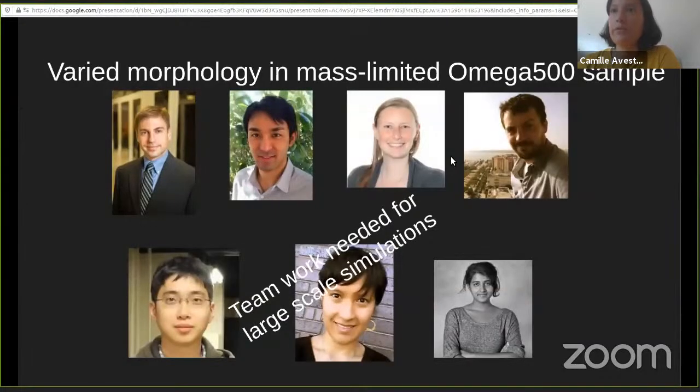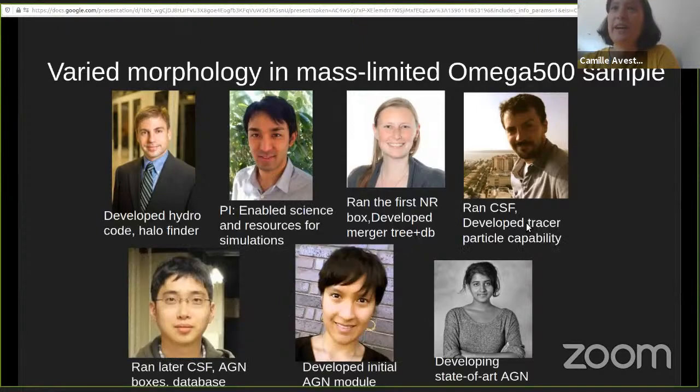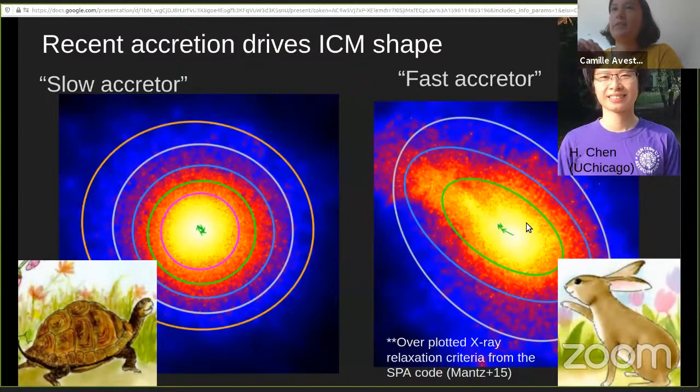So the other thing I wanted to point out when you're dealing with large simulations is that many folks who are in large collaborations, you need teamwork to get things both done and produced. So just to highlight the number of things that went into producing this single box, everything from the PI who enables the science and resources for simulations, to folks who develop the specific hydrocode, the Halo Finder, ran specific boxes because that is non-trivial, developing specific modules for physics, all that goes in there.